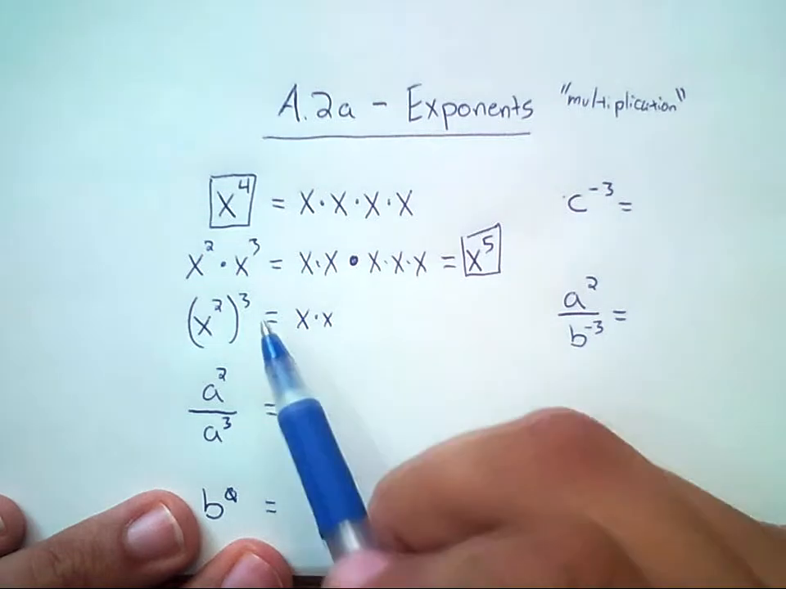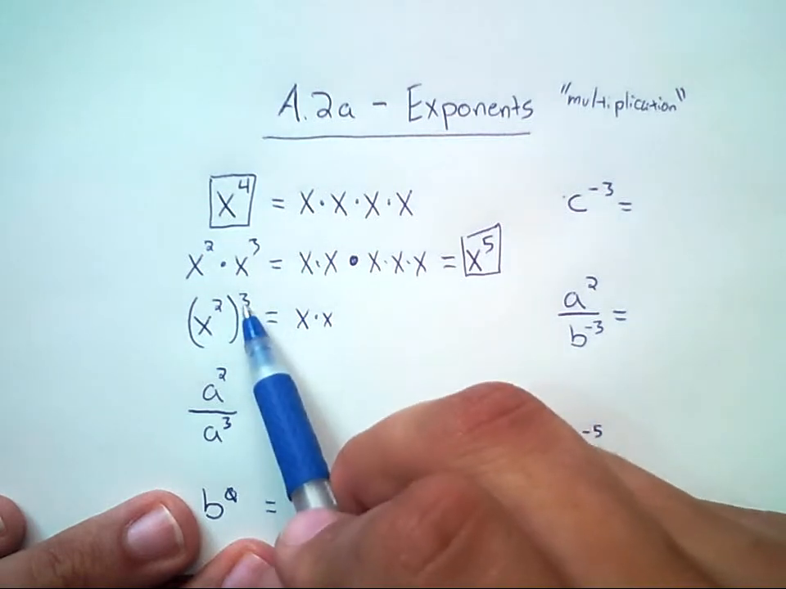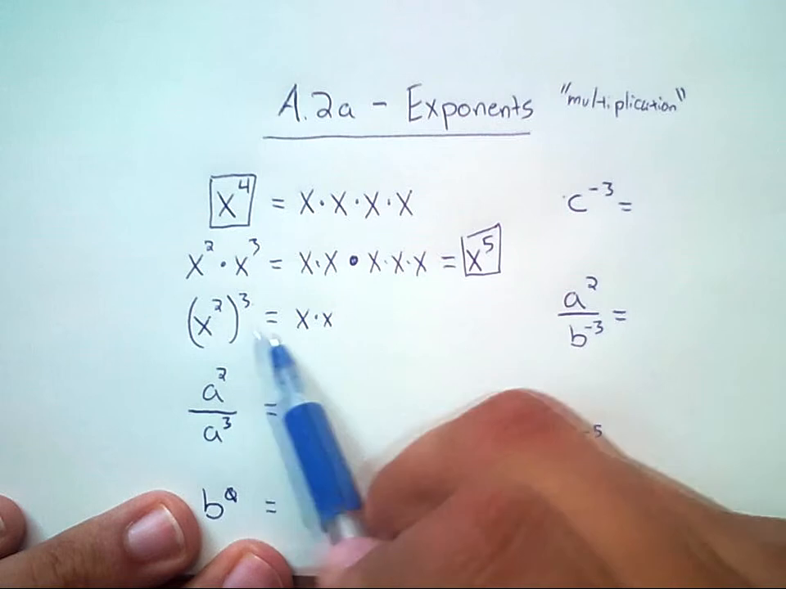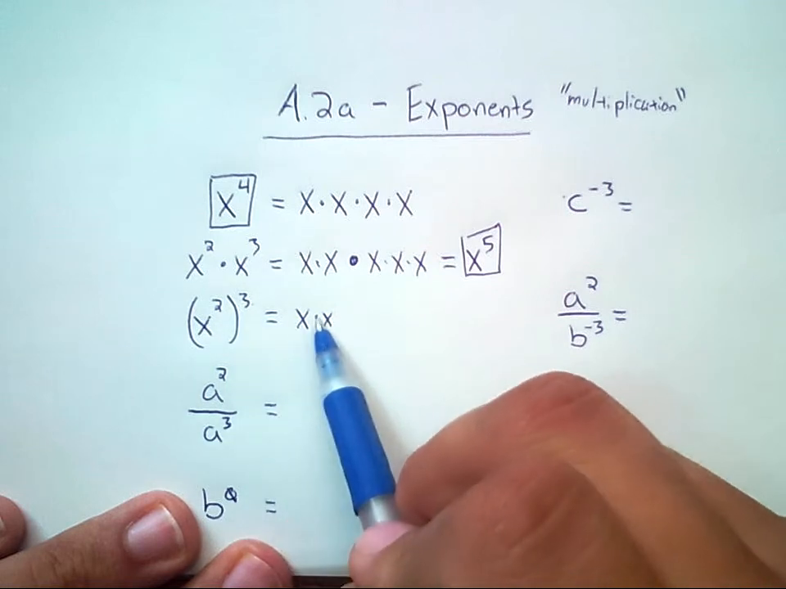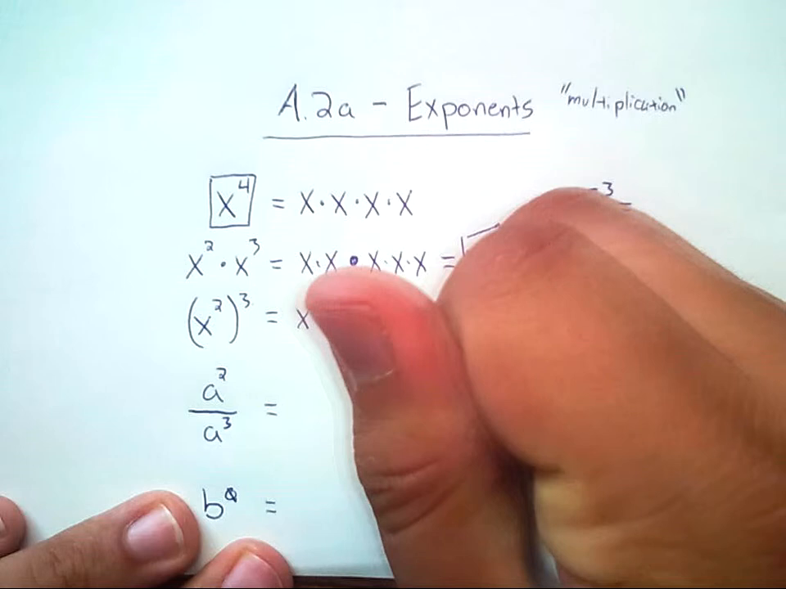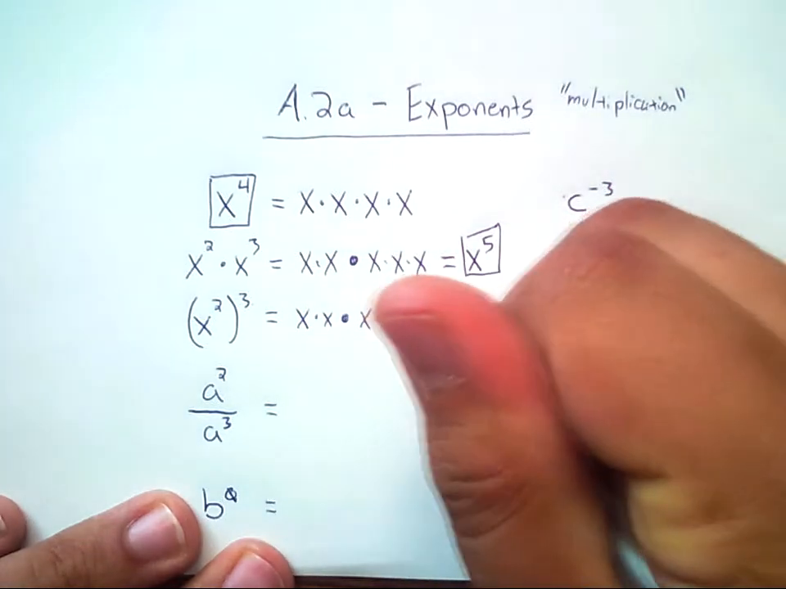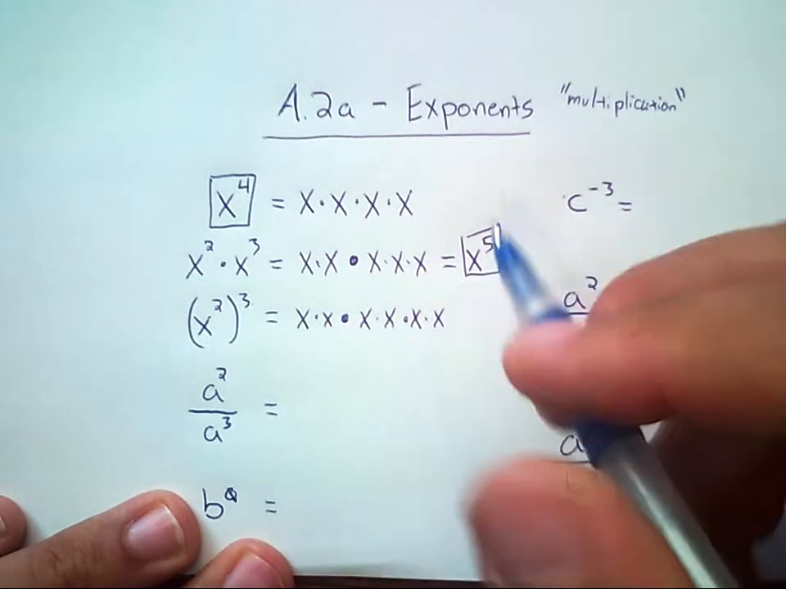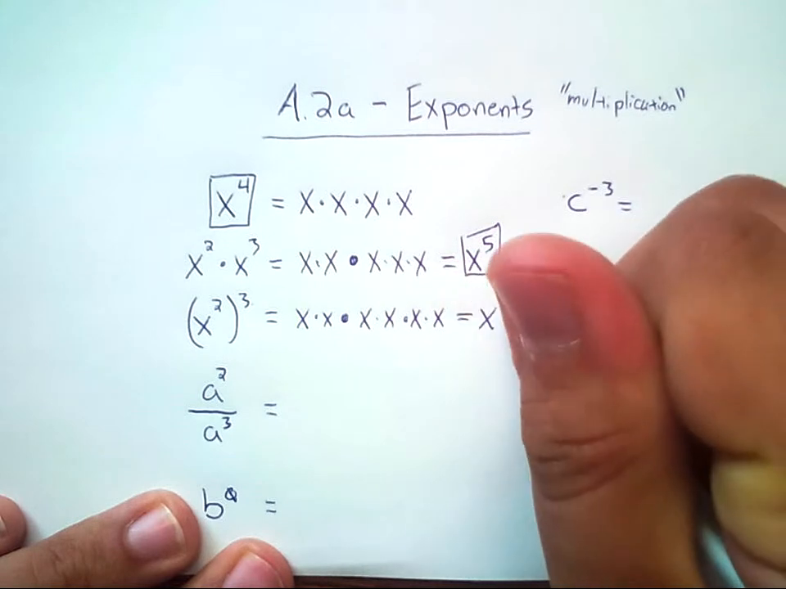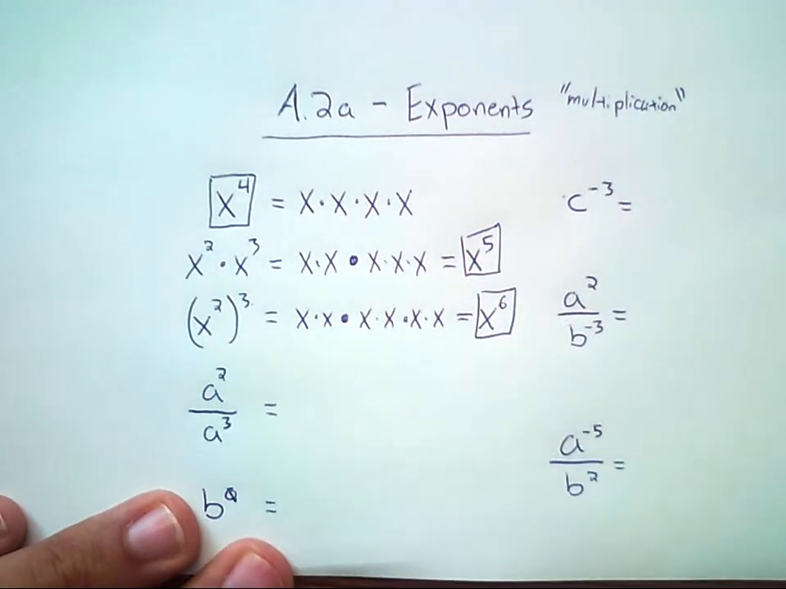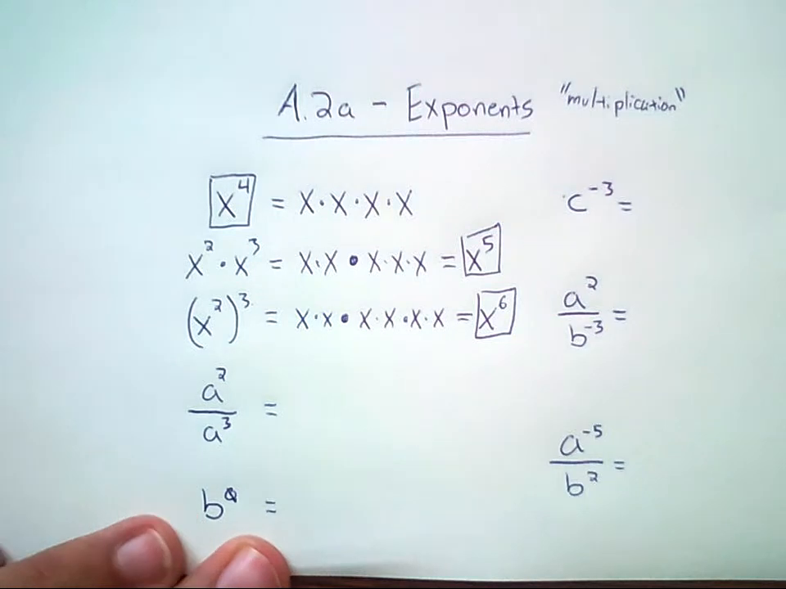Okay, but we have to repeat this 3 times. So we have to do 2 times for the base on the inside, which we've done, but now we're going to do x times x 3 times. So 1 set already done, 2 sets done, 3 sets. And that actually gives us 1, 2, 3, 4, 5, 6. So even though I use the same exponents, just using those parentheses kind of tweaks what happens.